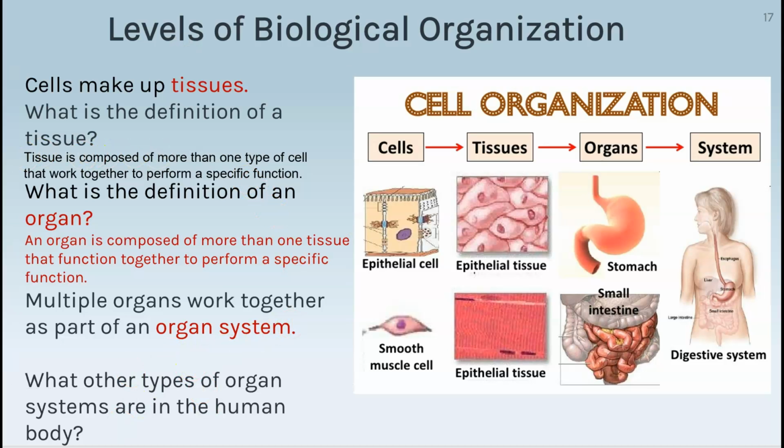Now, multiple organs work together as part of an organ system. So you can see on the top part of this illustration, there's epithelial tissue. Epithelial tissue works with other types of tissue so that the stomach can function in the breakdown of food. The stomach is the organ. Now, when you look at the entire digestive system, which is an organ system, you have the esophagus, the liver, the stomach, the small and large intestine. So many organs functioning together as part of an organ system.